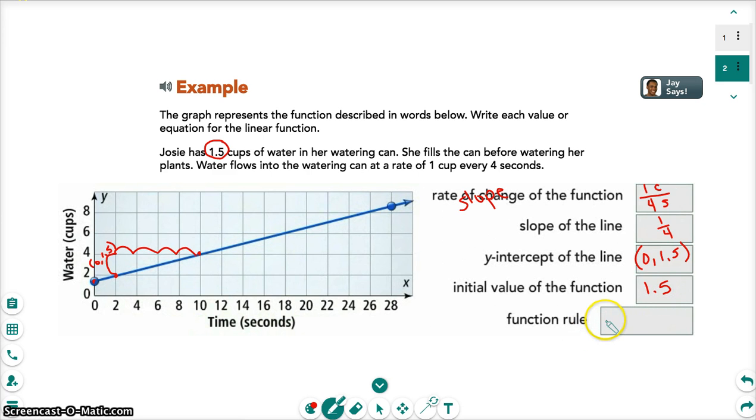So now we need to plug in our equation. So we're going to have y equals mx plus b. Okay, so I need to fill in my m and I need to fill in my b. My m is my slope, so it's 1/4. Oops, that's a 4. And my b is my initial value, my y-intercept, so it's 1.5. Okay, that's how these problems work.